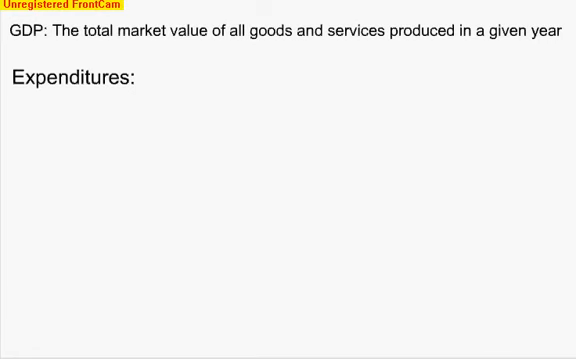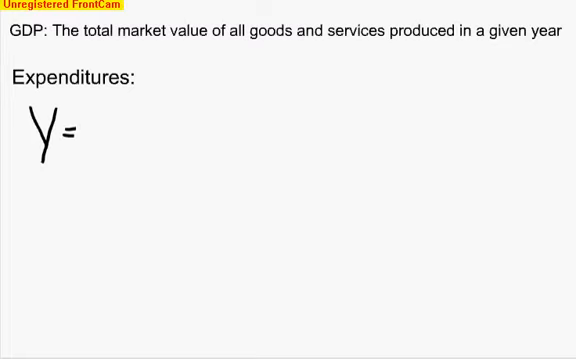So in this video we're going to be talking about the components of GDP, and again GDP is the total market value of all goods and services produced in a given year. So talking from an expenditure point of view, we're going to add up all the components, see what makes up GDP.